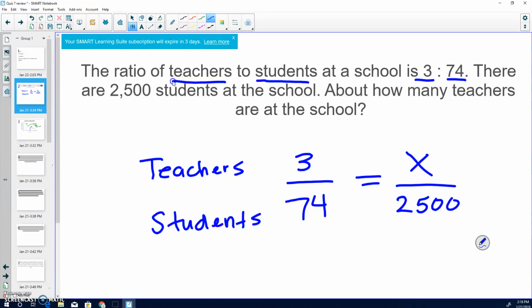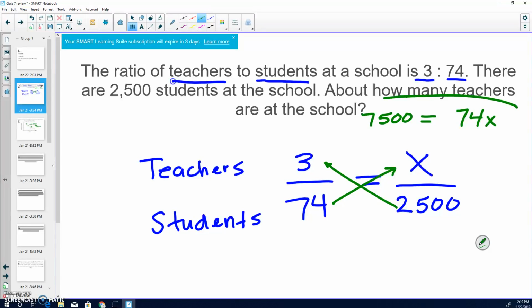So you have to do the butterfly. So you would do 74 times x, 74x. 2,500 times 3, which I think is 7,000. 7,500.